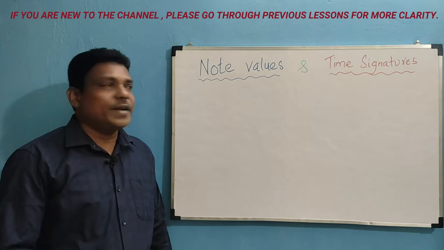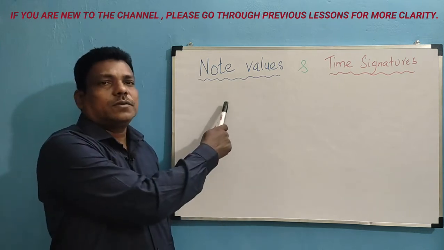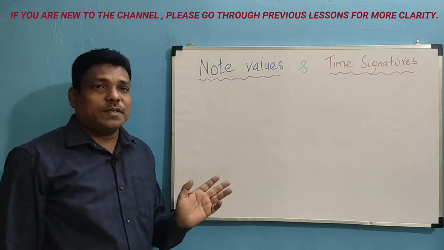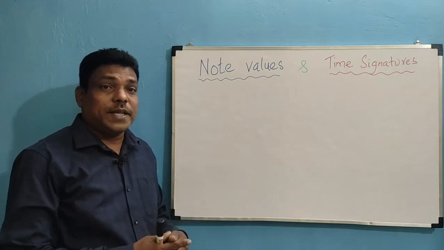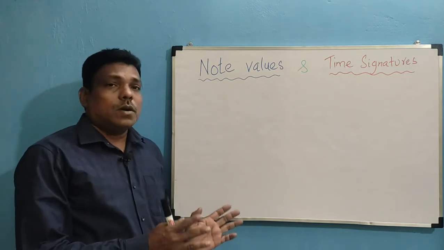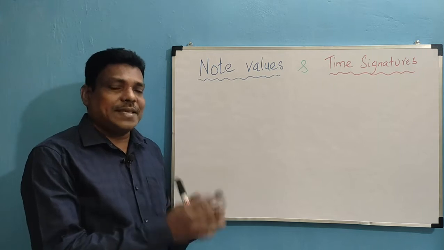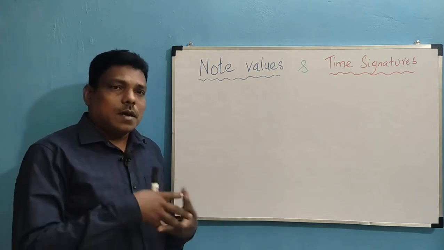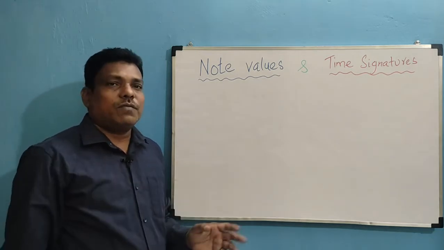Today's lesson we are going to talk about two topics. First one is note values, second one is time signatures. As we are doing two topics in one single class, don't think that those are all very small topics. Actually both are huge topics, but we are not going to do the entire thing. We are going to learn only the basics so that you can easily understand them and we can go for the practical lessons. Okay, first one, note values.